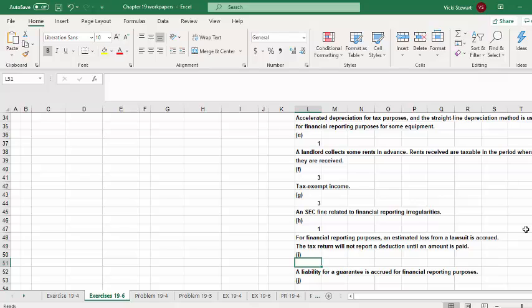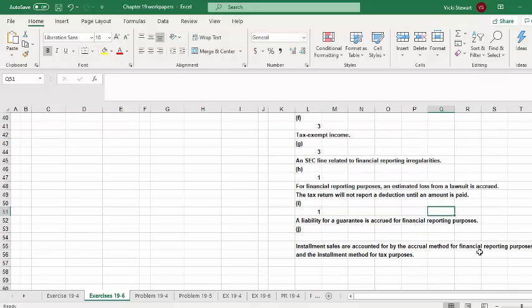I states a liability for a guarantee is accrued for financial reporting purposes. Again, this is going to be an amount that is going to be deducted on the financial statements prior to being deducted on the tax return. So this again will result in a future deductible amount or deferred tax asset.